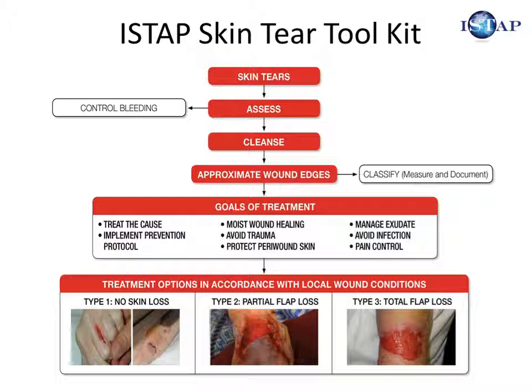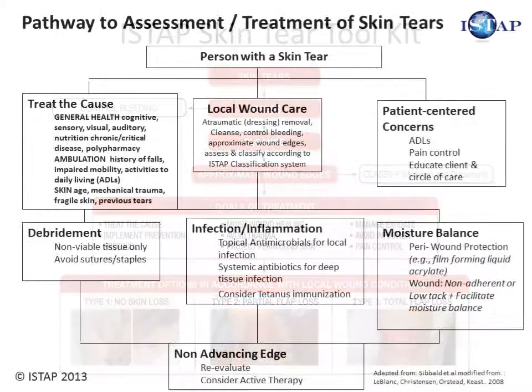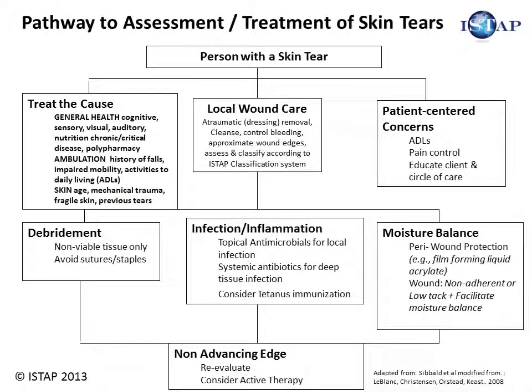We're going to be using moist wound healing. We're going to avoid trauma, protect the peri-wound skin, manage exudate, avoid infection, and manage pain. This is really no different than any wound care protocol when you think about the wound bed preparation paradigm. And in the toolkit, they do discuss treatment options based on the type of skin tear that you have. So this is the pathway to assessment.